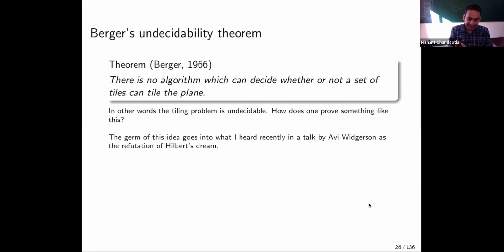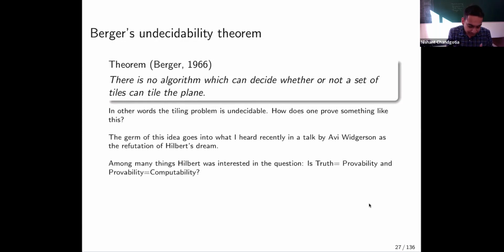The germ of this idea, I heard while listening to a talk by Avi Wigderson. He put it as a refutation of Hilbert's dream. Two important questions which Hilbert raised are whether whatever is true is provable, and whether if something is provable, it is computable. We are all vaguely familiar with what these words mean, and I'm not going to define them in any way. We'll keep it at this vague level.